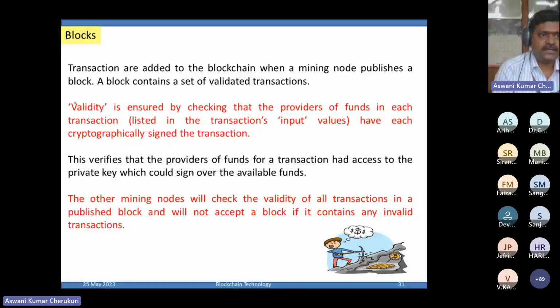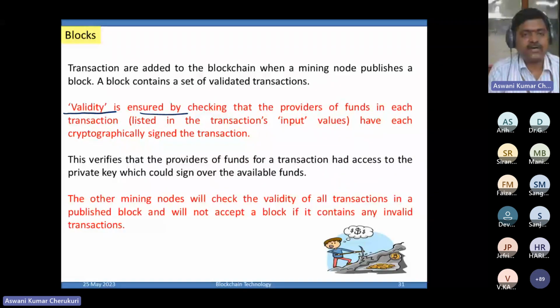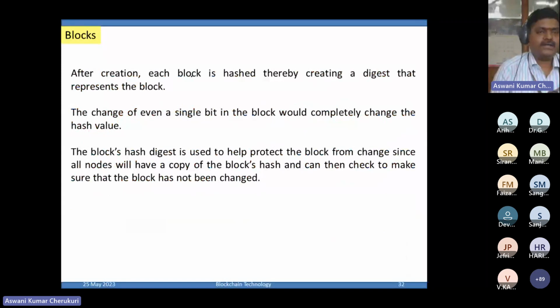So remember that every transaction's validity is verified and ensured. How is it verified and ensured? As we said, by verifying the digital signatures, right? So now the point is that when you have a set of transactions, all these transactions are pooled and made into the form of a block.